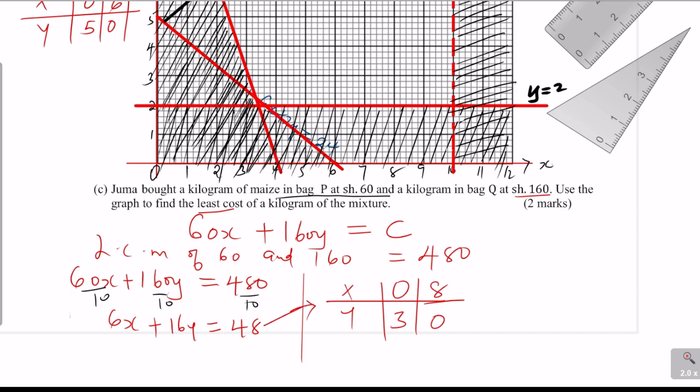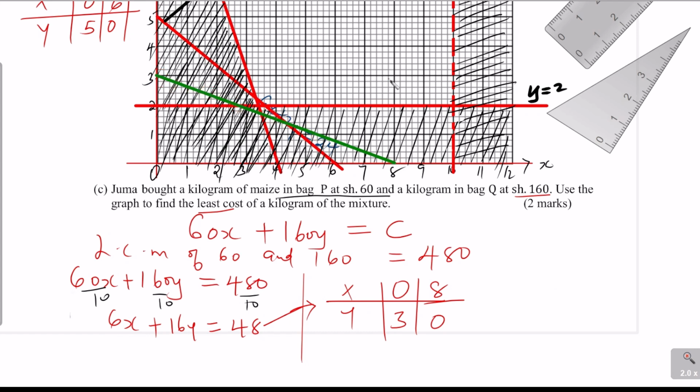Substituting it here, we draw the search line. So 0, 3 is here. And then 8, 0 is here. So let me draw the search line. You draw the search line through 0, 3 and 8, 0. So the search line is here, passing through 0, 3 and 8, 0. So that is the search line.